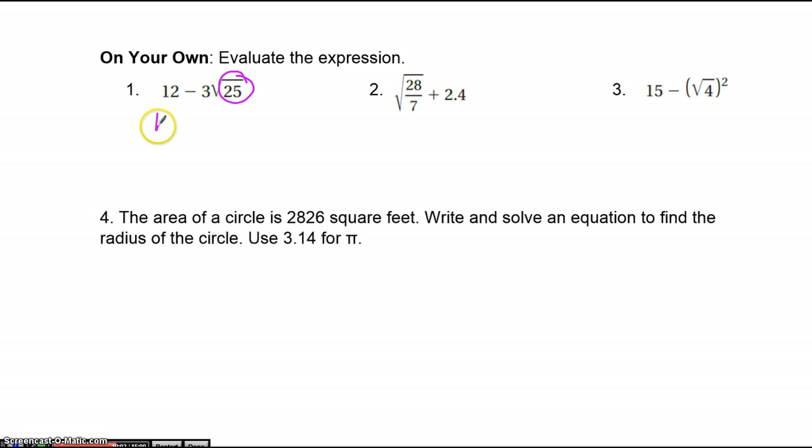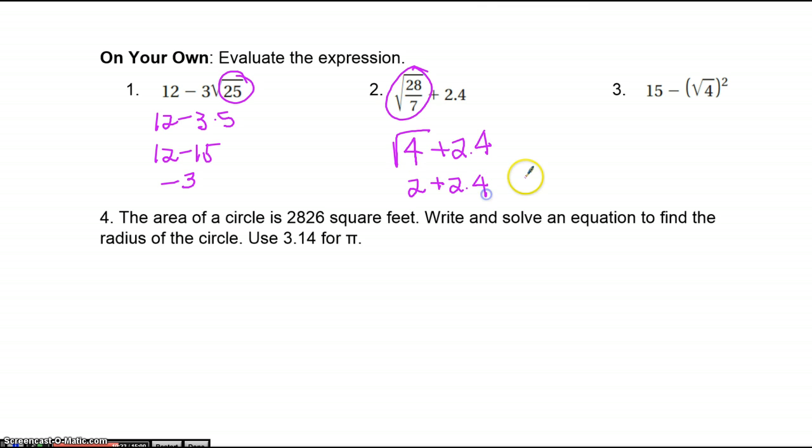All right, doing the square root first, we have 12 minus 3 times 5. Multiplication next, we have 12 minus 15. And for number 1, you should get -3. Number 2, I'm going to do 28 over 7 first, and I know that that is 4. So I have the square root of 4 plus 2.4. The square root of 4 is 2, plus 2.4 gives me 4.4 for number 2.